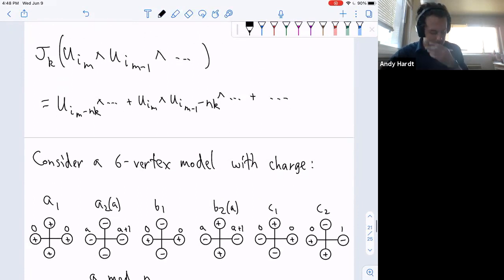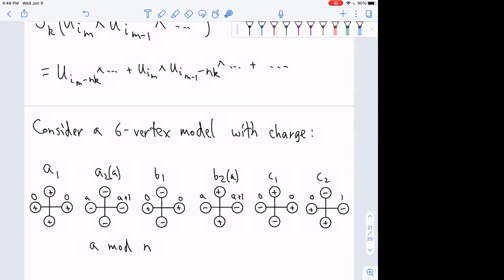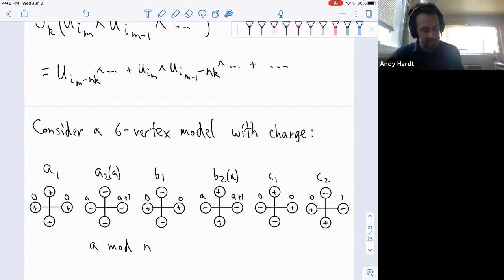But we're just going to consider a six vertex model with charge. And so these are our six vertices again, except now we have this charge component, where essentially what it means is once a particle starts traveling, it can't just go one spot over, it has to go a multiple of n spots over. And so we keep track of that by these charges. And so a is some number mod n. So if we start with a C1, then we go along with a bunch of B2s and A2s until we get a down to 0 again. And then we just pop up like here with a C2.